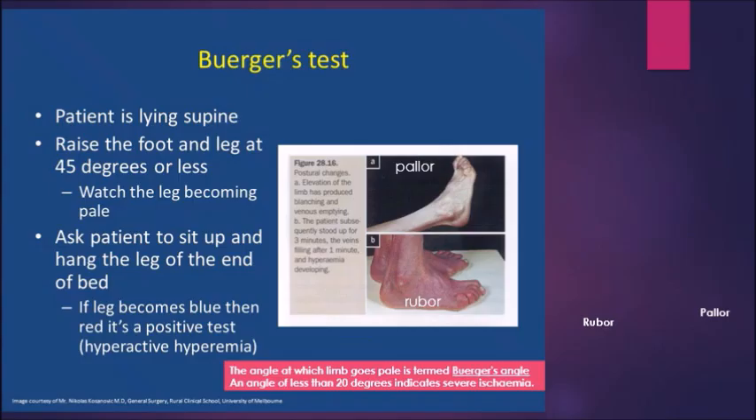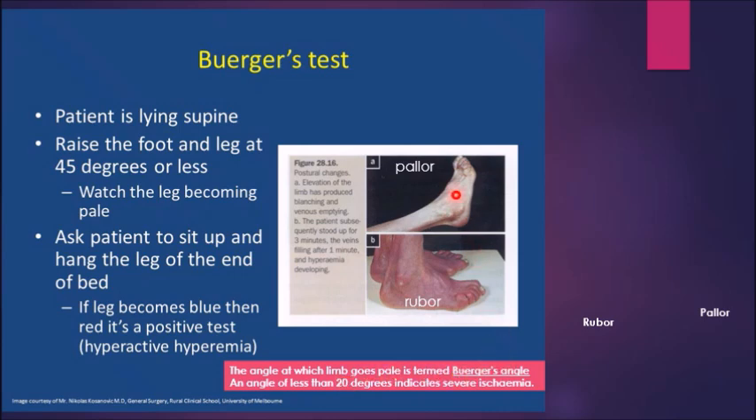Now I will describe to you the Buerger's test. The patient is lying supine. Raise the foot and leg to 45 degrees or less and watch the leg becoming pale. Ask the patient to sit up and hang the leg at the foot end of the bed. The leg becomes blue, then red. It's a positive test, reactive hyperemia. Here the leg is elevated to a maximum of about 45 degrees, so the foot becomes pale. The angle at which the limb goes pale is known as the Buerger's angle.